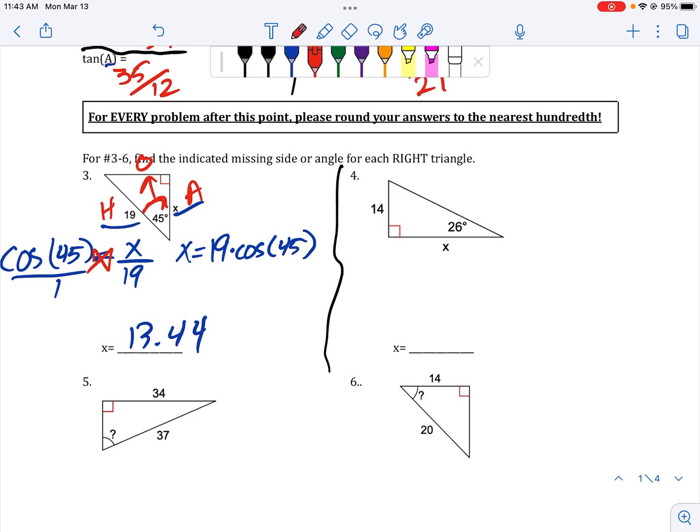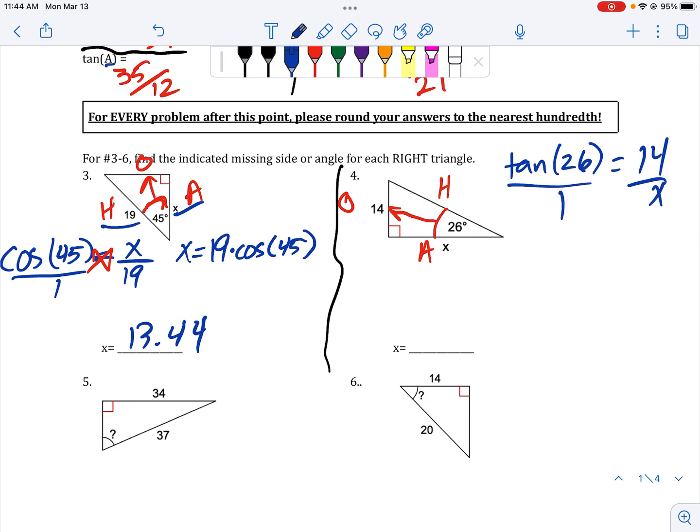All right, let's look at number 3. I'm given the 26, so that's my reference angle. The 14 is my O. This is my hypotenuse. That makes this the adjacent. So if I'm using O and A, that's tangent. So tangent of 26 equals 14 over X. Put the tangent over 1 and cross multiply. I get tangent of 26 times X equals 14.